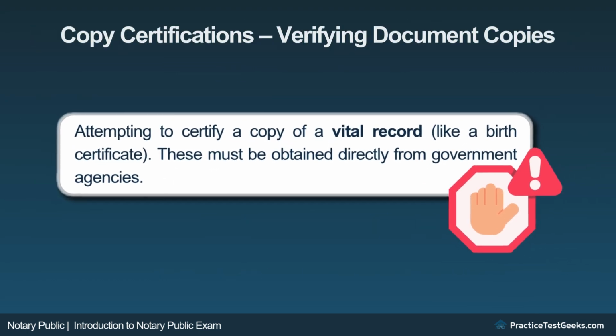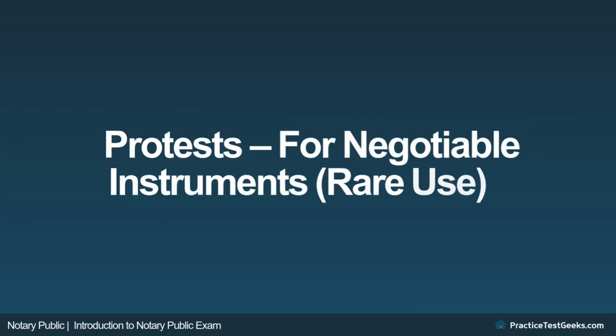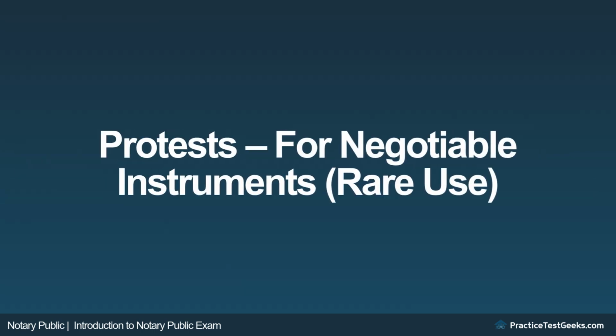Common mistake: attempting to certify a copy of a vital record, like a birth certificate. These must be obtained directly from government agencies. The next lesson is protests for negotiable instruments.